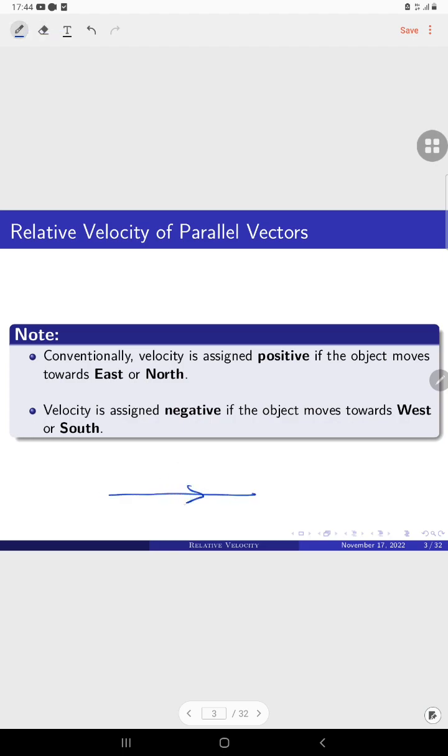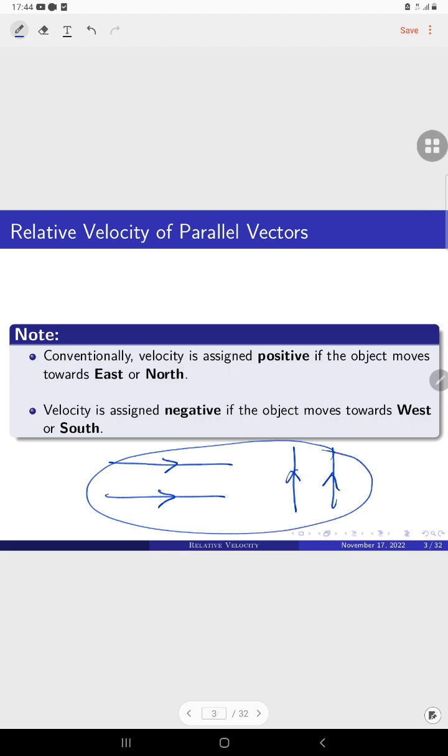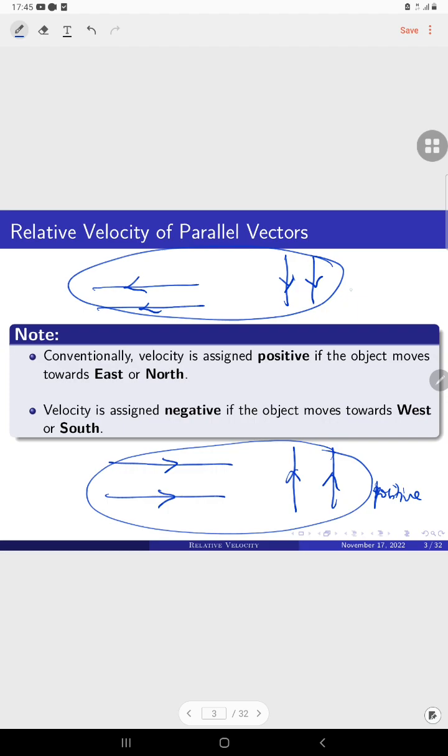So when you have a body moving in this direction, I think I have interchanged it rather. East is this way. So if it is going this way, east or north, this is positive. So here, conventionally, you assign positives. And if they are moving westward or southward, due south, this becomes negative.